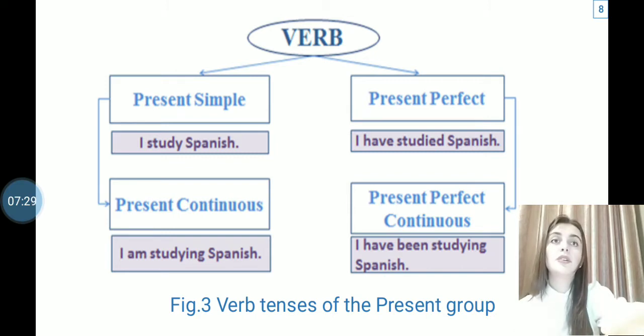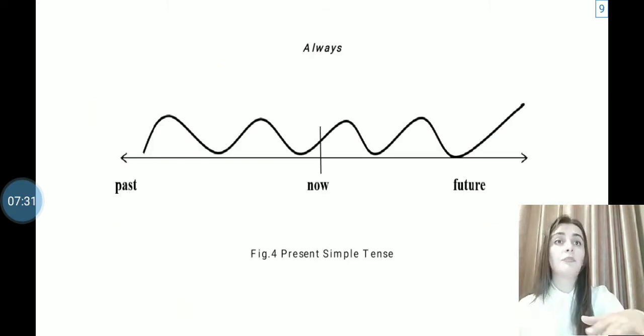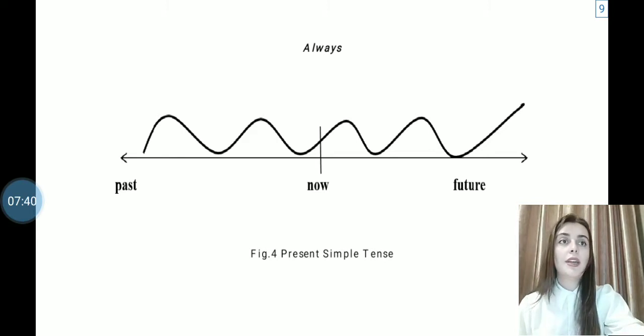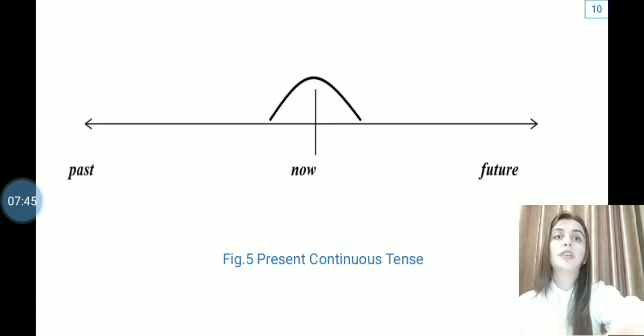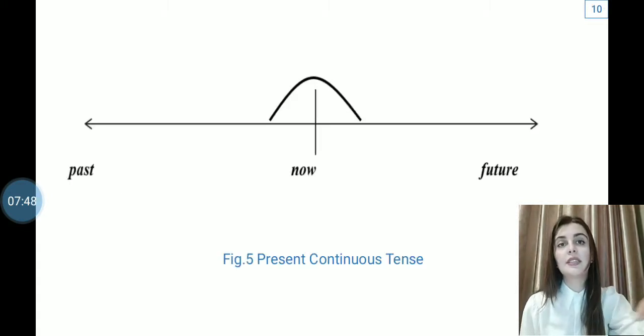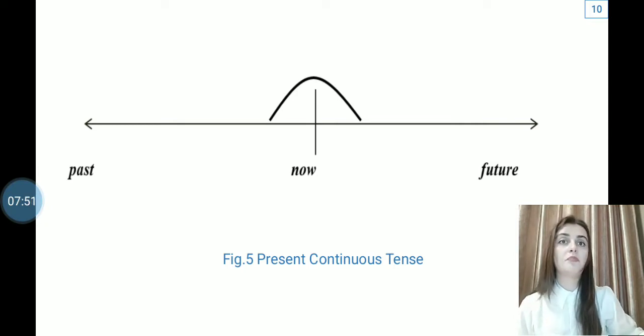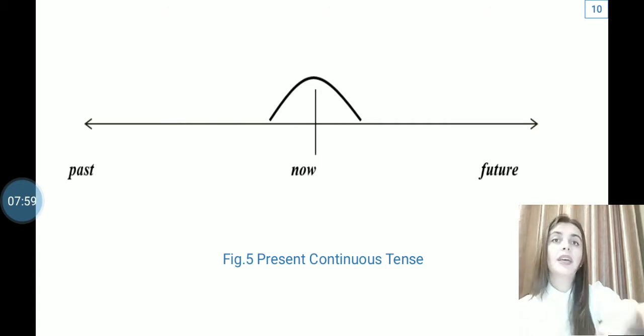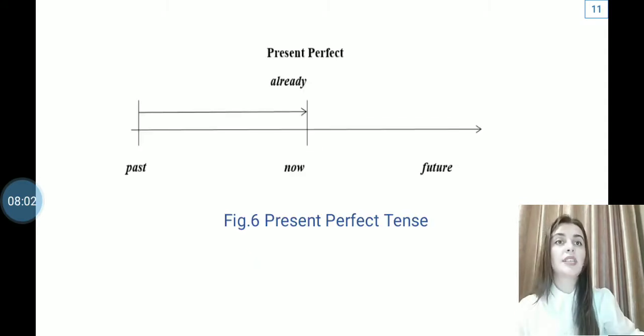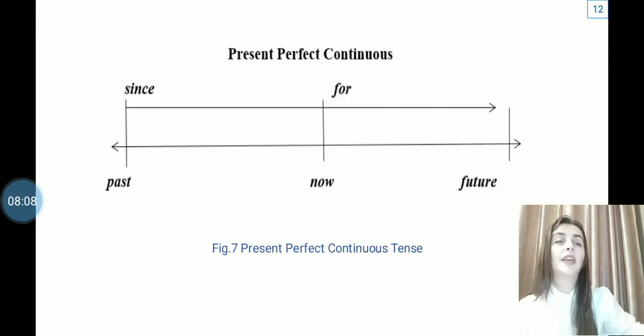Figure 5 shows that the present continuous verb tense indicates that an action or condition is happening now, frequently, and may continue into the future. And the present perfect tense refers to an action or state that either occurred at an indefinite time in the past or began in the past and continued to the present time. And the present perfect continuous tense shows that something started in the past and is continuing at the present time.